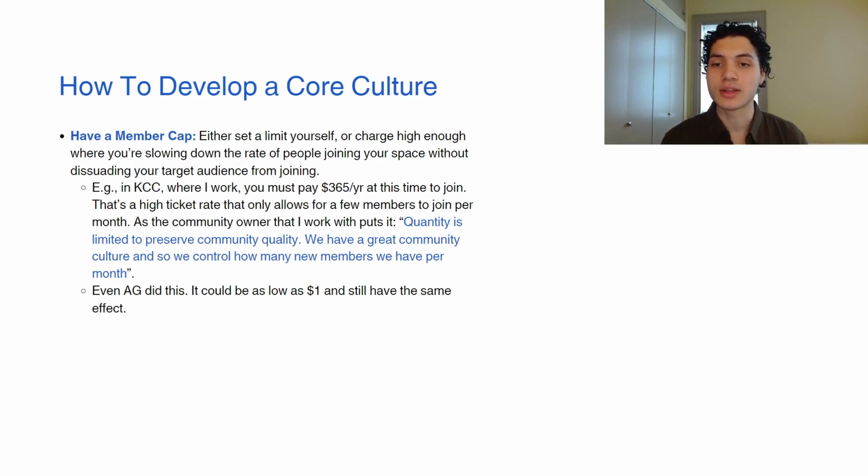So it doesn't necessarily have to be the highest barrier for entry if you're going to charge for your community in order to set some kind of member cap. It can be as low as $1. You just have to experiment with this. And of course, everything differs depending on your situation.